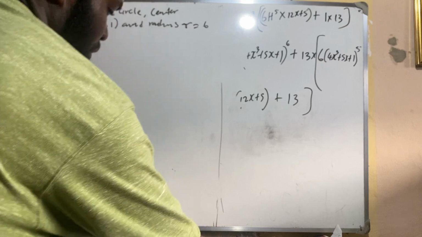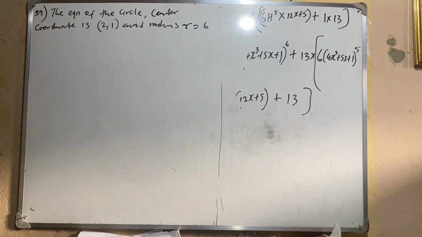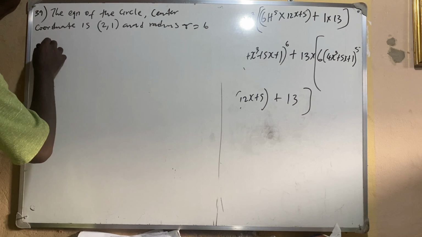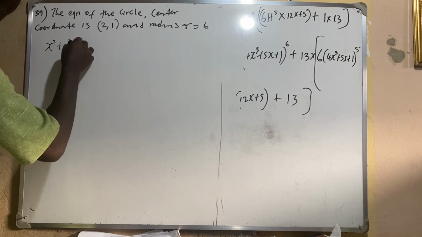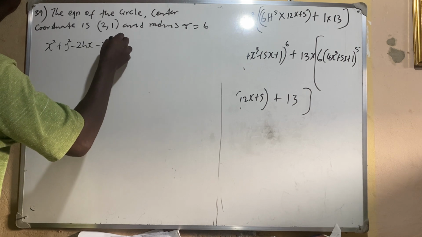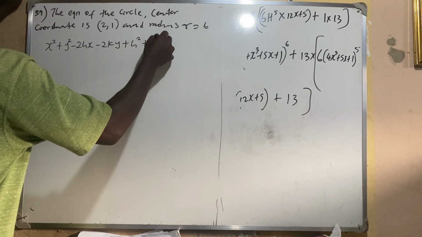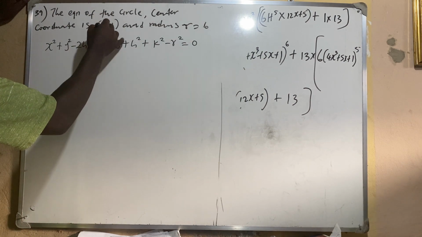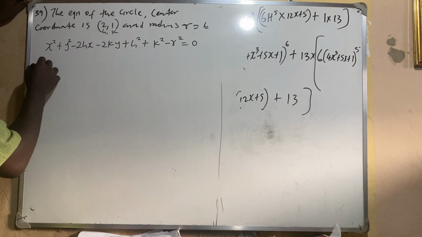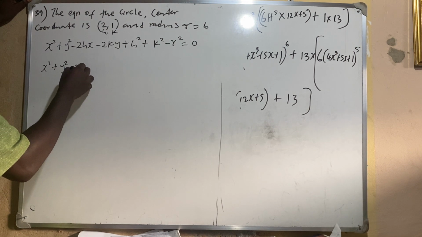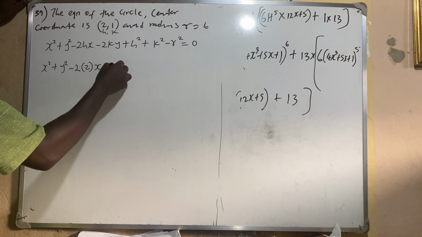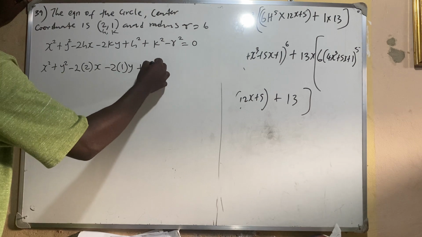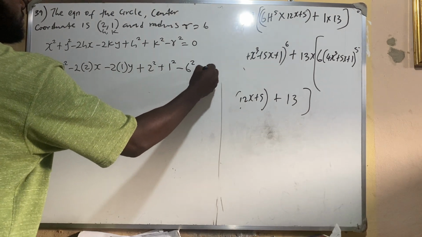Okay, so how do you find the equation of a circle? The equation of a circle is given by x squared plus y squared minus 2hx minus 2ky plus h squared plus k squared minus r squared is equal to 0. So let us now put it. This is your h, k, and this is your r. So I have x squared plus y squared minus 2 into 2x minus 2 into 1y plus 2 squared plus 1 squared minus 6 squared is equal to 0.